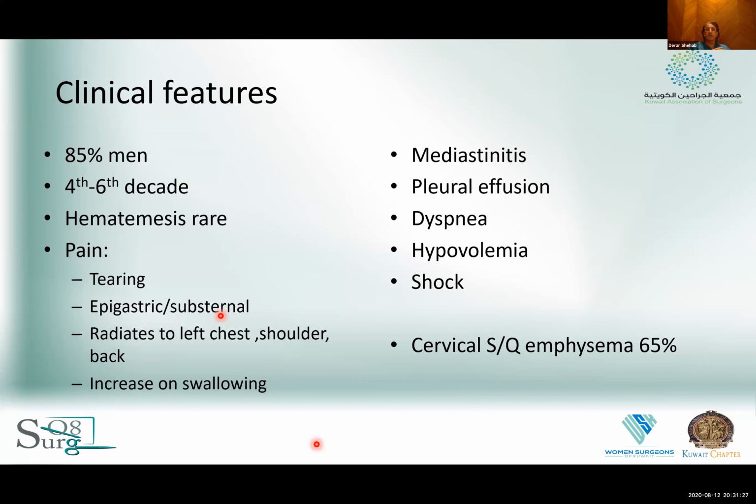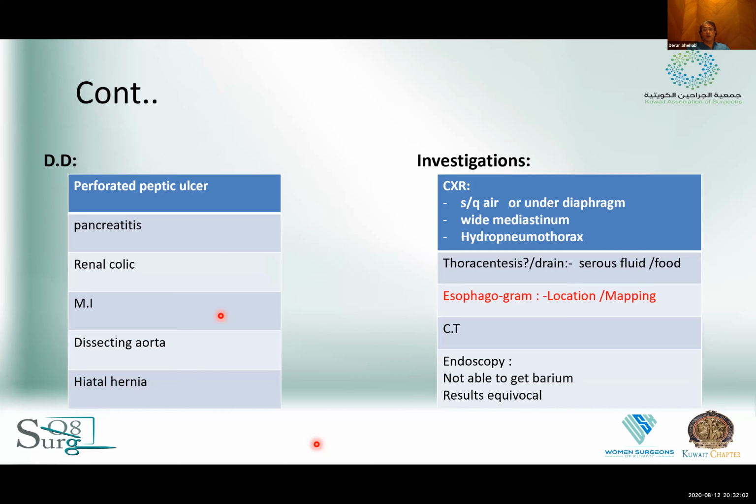The pain they complain of is usually tearing in nature, epigastric or substernal, depending on the location. The pain usually radiates to the back or to the left shoulder, and is aggravated on swallowing. If the presentation is delayed, the condition progresses to mediastinitis, and in severe situations they will present with shock. When you have dysphagia and pain, you have to think of the differential diagnosis. This kind of pain is also seen in, for example, dissecting aorta or perforated peptic ulcer or pancreatitis. Just bear in mind those differential diagnoses, but always have a high grade of suspicion toward esophageal perforation.